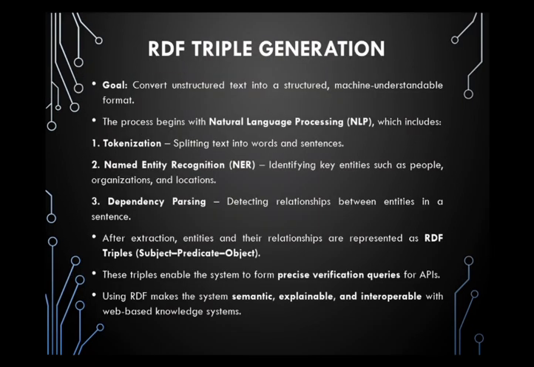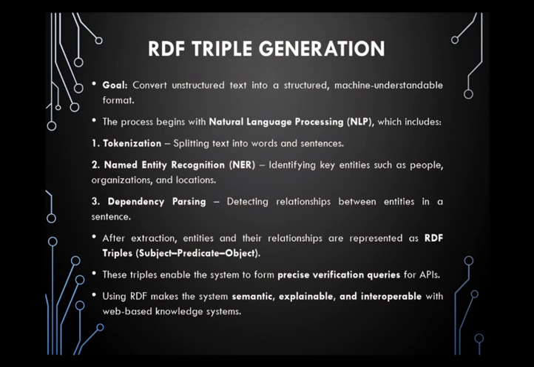Hello everyone, I am Ram and I worked on the natural language processing and RDF triples generation part of our project. The first step after receiving the text is NLP processing, which includes tokenization, named entity recognition, and dependency parsing. Tokenization is breaking down texts into words and sentences. Named entity recognition is used to identify entities such as people, organizations, locations, dates, and so on. Dependency parsing is determining the relationship between these entities.